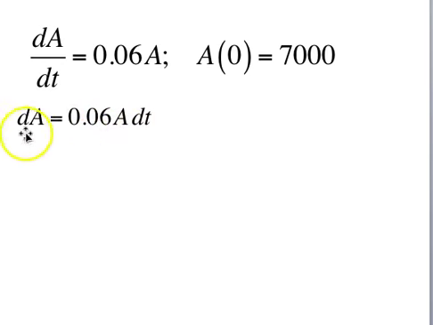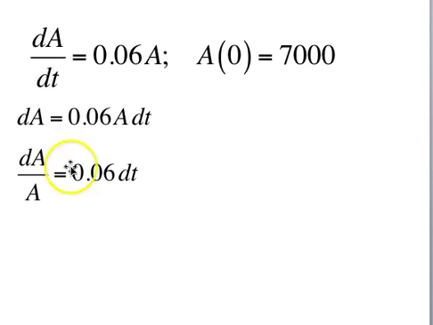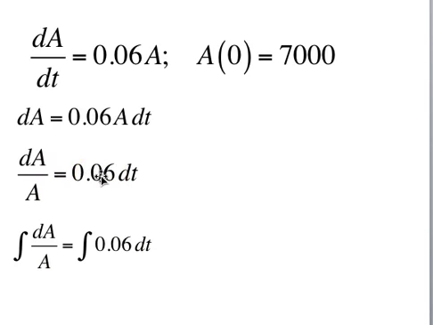I need the A on the left side to isolate those, to separate the variables. So dA divided by A is 0.06 dt. Next, integrate both sides. Integrate the left side, integrate the right side. Now remember our previous example. This is the integral of 1 over A dA. Integral of 1 over x, natural log x, plus c. Integral of 1 over A, natural log A. We'll do the plus c on the right-hand side.